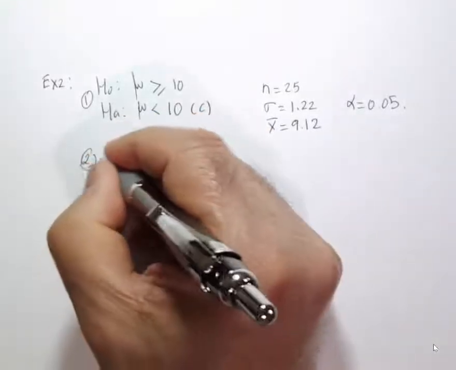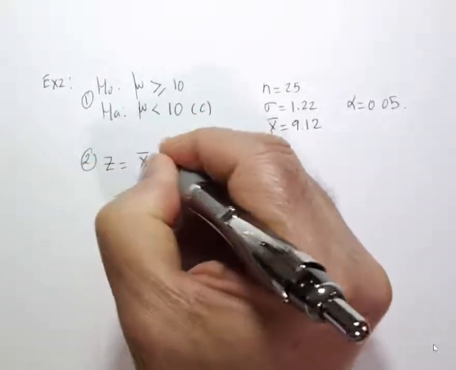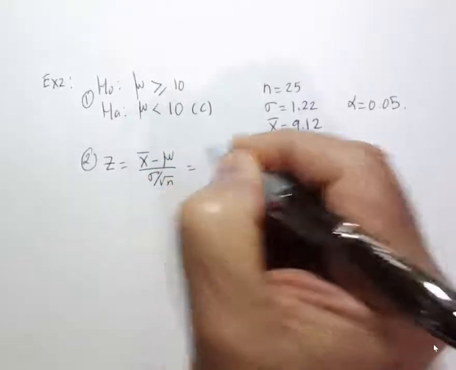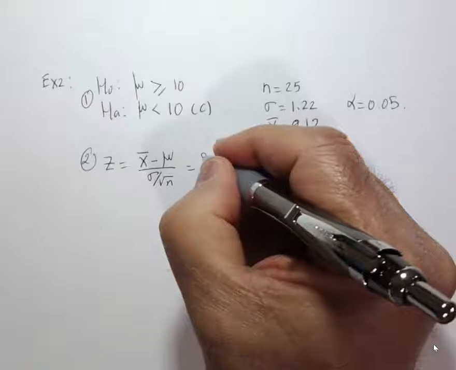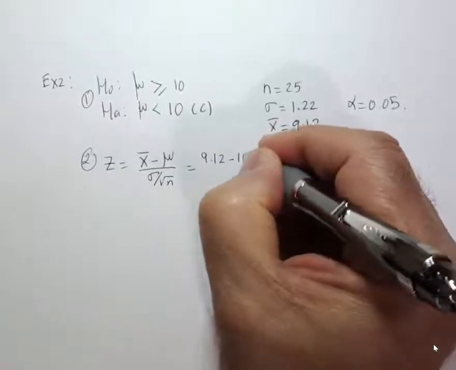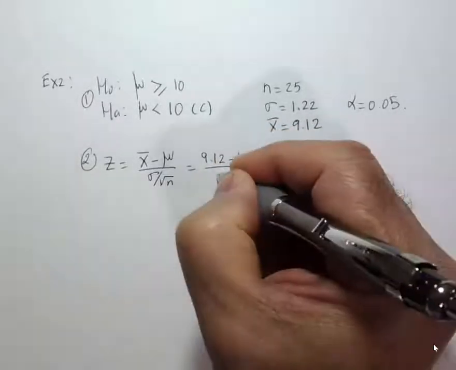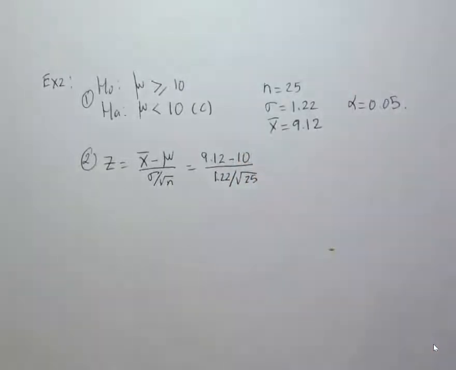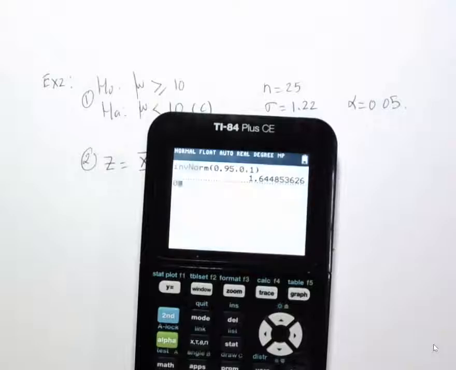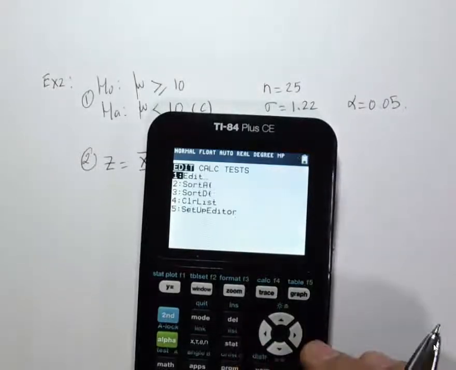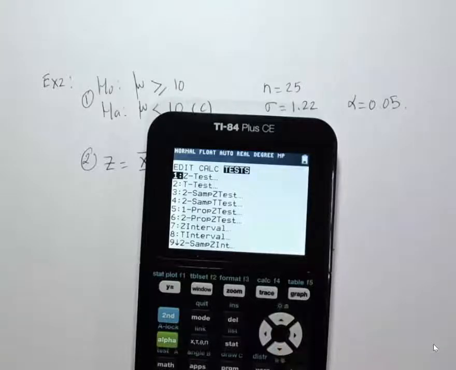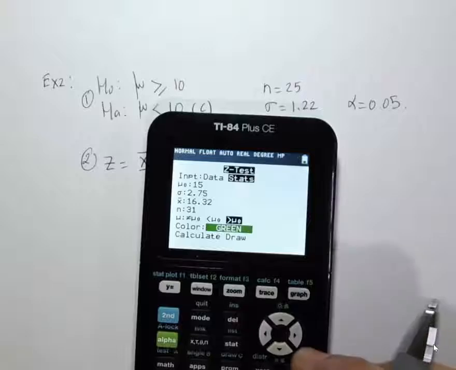Okay. And so the first step, I already put that. Second step is to find the test statistic. You can either do it by hand or using the calculator, which is going to be 9.12 minus 10 divided by sigma 1.22 divided by the square root of 25. And let's use the calculator to do this. I'm going to run the test. Stat, tests, z-test. Why z-test? Because sigma is given. When sigma is not given, we go to t-test.